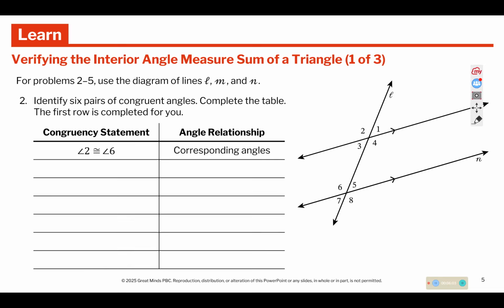For problems 2 through 5, use the diagrams. Diagram of lines L, M, and N. Identify 6 pairs of congruent angles. Complete the table. The first row is completed for you. So 2 and 6 are corresponding angles. 1 and 3 are vertical angles.